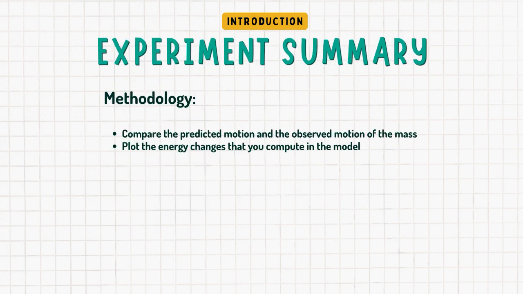The methodology for our experiment summary includes comparing the predicted motion and the observed motion of the mass in both the x and y directions, and also plotting the energy changes that you compute in the model, that is, the change in kinetic energy, the change in gravitational potential energy, the change in spring potential energy, and the change in total energy.